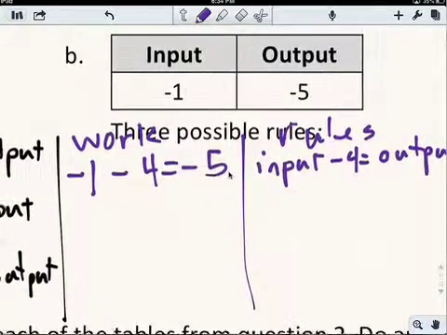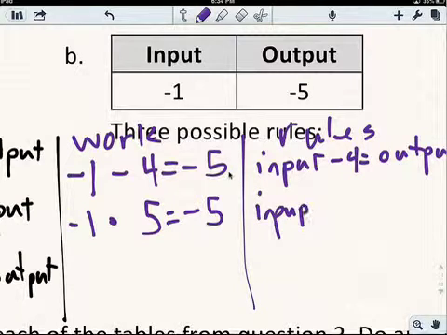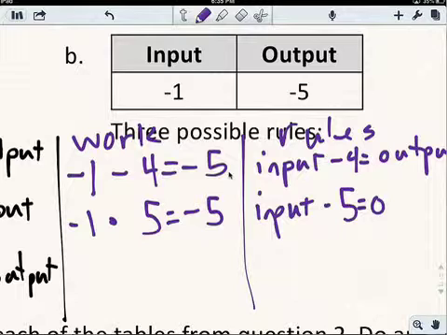Okay, how about -1 times -5? Oh, there's a problem there because a negative times a negative is a positive. What if I did -1 times +5? Yeah, negative times a positive is a negative, so that's -5. So that's input times 5 equals output. Obviously, I'm fading here pretty fast. I'm kind of tired, folks.